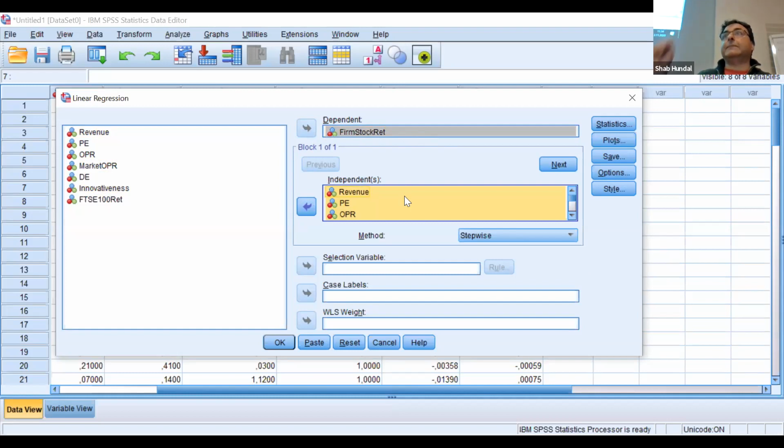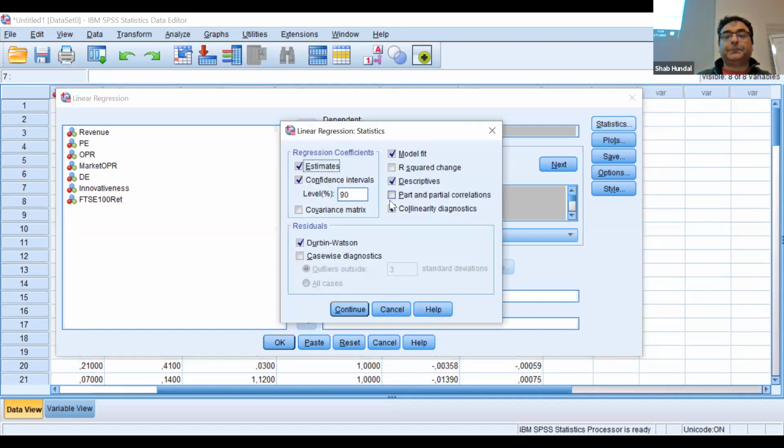Now we make some minor changes. We go to statistics. In statistics, you can see here, we want estimates. Estimates are, by the way, B1, B2, B3. These are estimates, okay? Remember, Y is equal to B1 X1 plus B2 X2. So all these B's, B1, B2, they are called estimates.